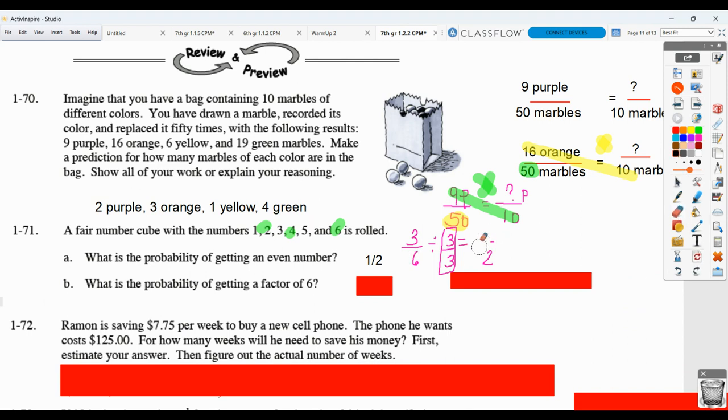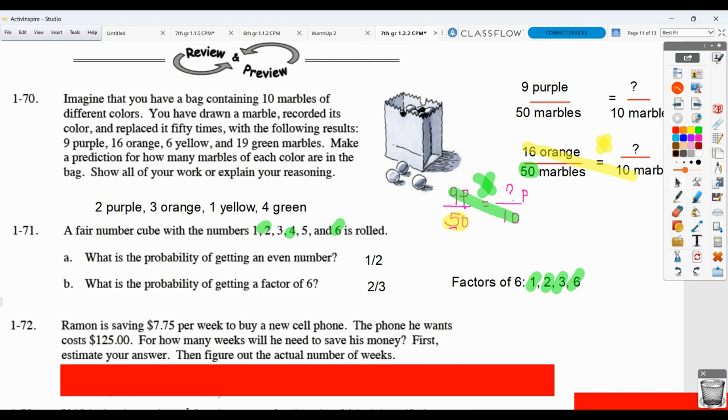Well, first we have to think about what the factors of 6 are. Factors are numbers that 6 will divide by without a remainder. So that would be the numbers 1, 2, 3, and 6. 6 divides by 1 without a remainder, 6 divides by 2 without a remainder, divides by 3 without a remainder, divides by 6 without a remainder. Good review of the idea of factors. So there are 4 of those out of 6. Again, you should show where you're simplifying, which then equals 2/3.